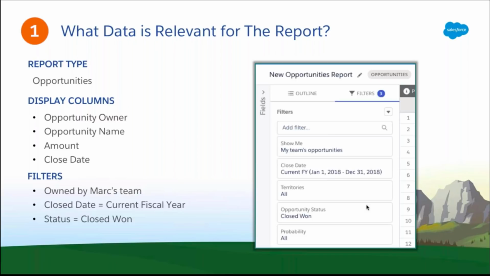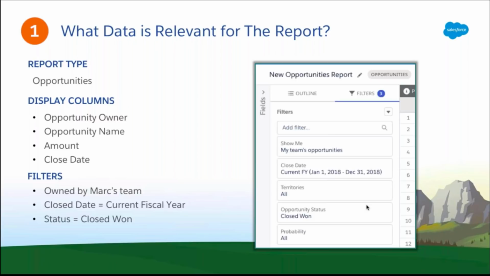So they all actually have to do with opportunities. Deals are also known as opportunities. So we're going to use the report type opportunities. And I think Mark is going to want to know who owns those deals, the names of the deals, how much those deals are worth, so the amount, and when the deals were closed. And so those are going to be the 4 display columns I want in my report.